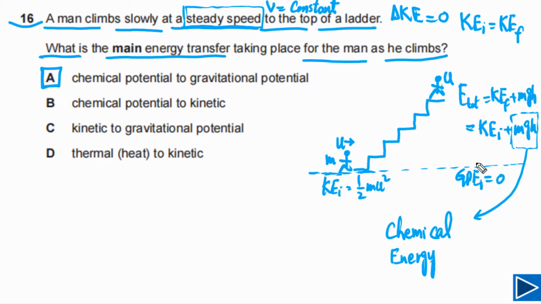So in this case, very simple question. Simply you need to understand GPE has been increased. So in this case, chemical energy of the person has decreased and that chemical energy has been converted into GPE. So the answer is A.